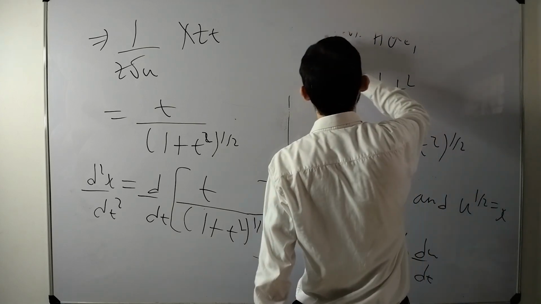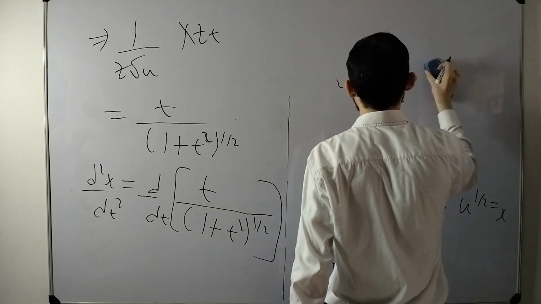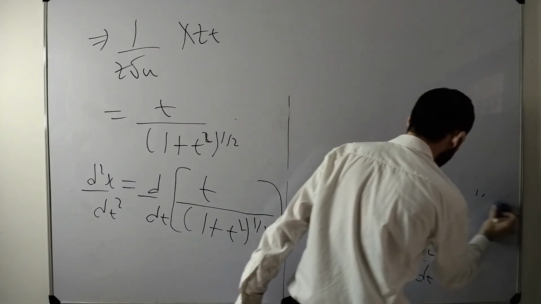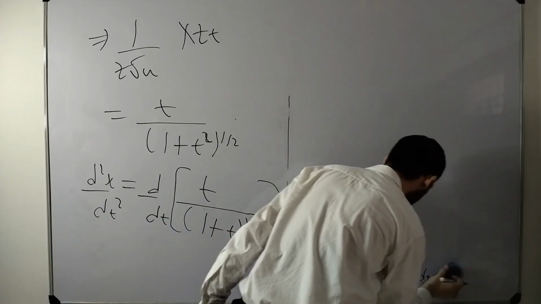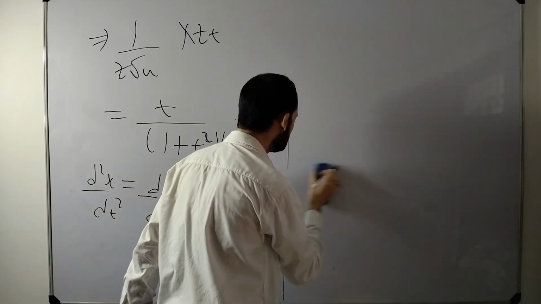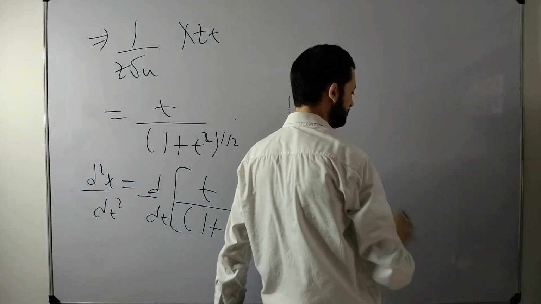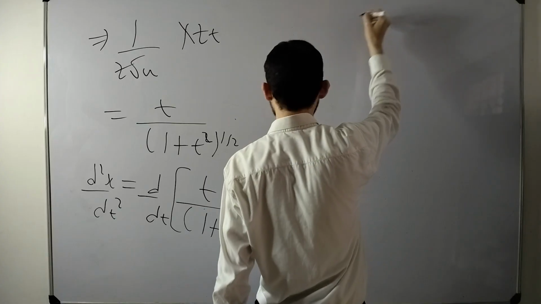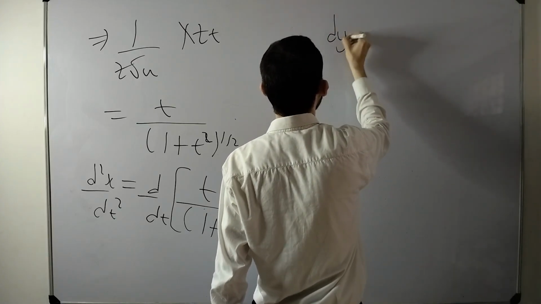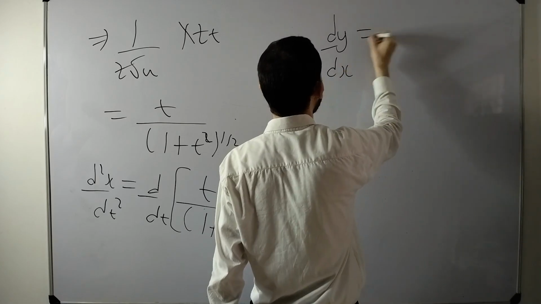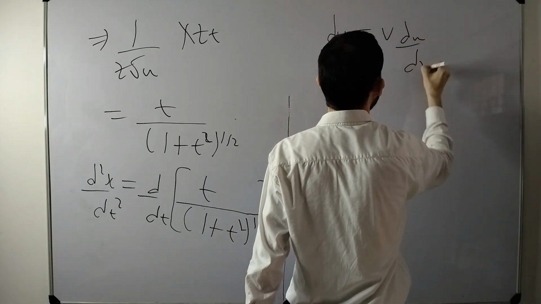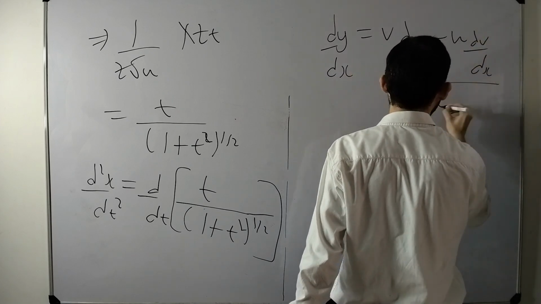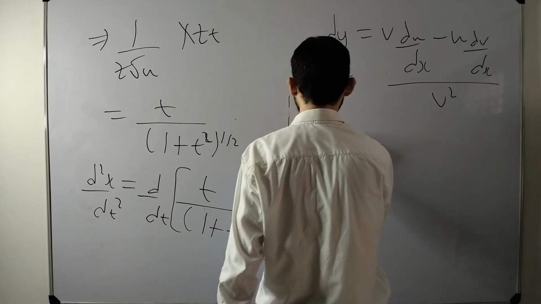Now I will do the division method. When y is equal to u divided by v, I need to write the formula this time because it would be tough for you at first. So dy by dx is what? (v du by dx minus u dv by dx) upon v squared. Now put into this method.